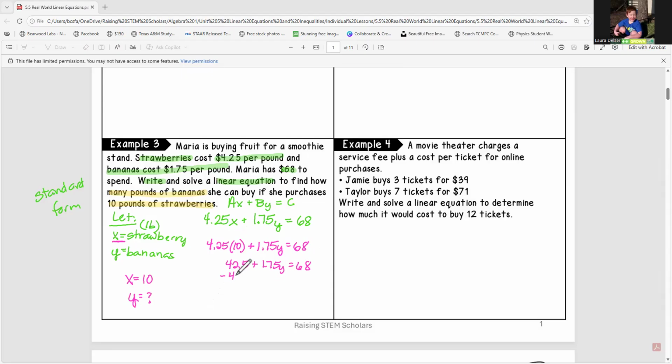I move this over. So that cancels. I get $1.75, and I'm being very careful to try to not lose my decimal because, you know, my writing's not perfect and it's really easy for that decimal to just float away. And so when I do 68 minus 42.5, let me grab my calculator.